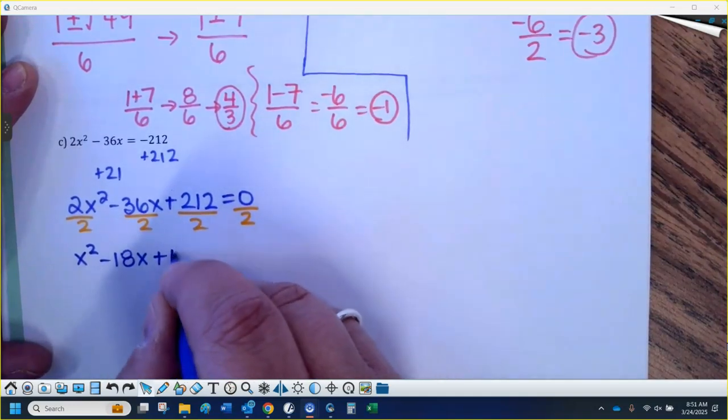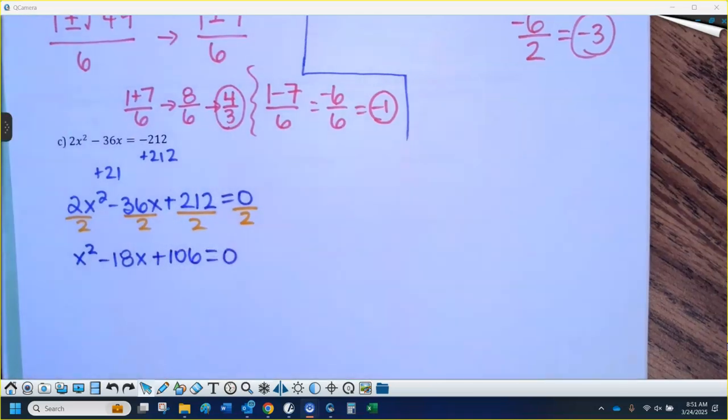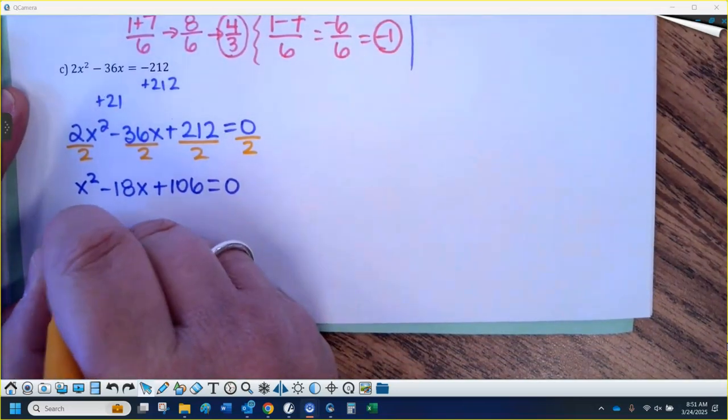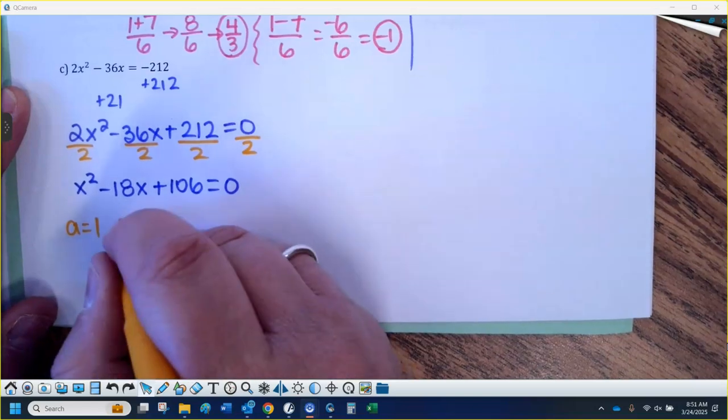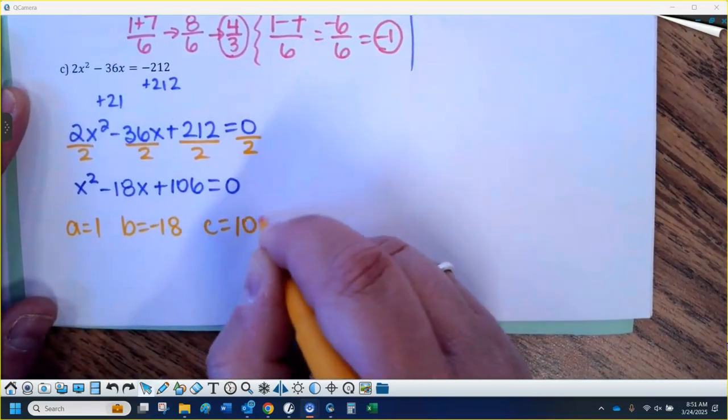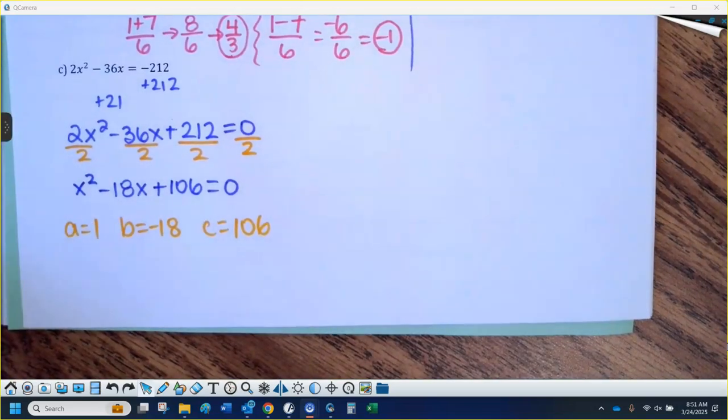212 divided by 2 would be 106, but those two equations would have exactly the same solution. You don't have to do this, but if you do, you just work with a little bit smaller numbers when you plug them into that lovely quadratic formula. All right, so if I get rid of the 2, now my a value is 1, my b value is -18, and my c value, I know it's kind of big, but it's 106.